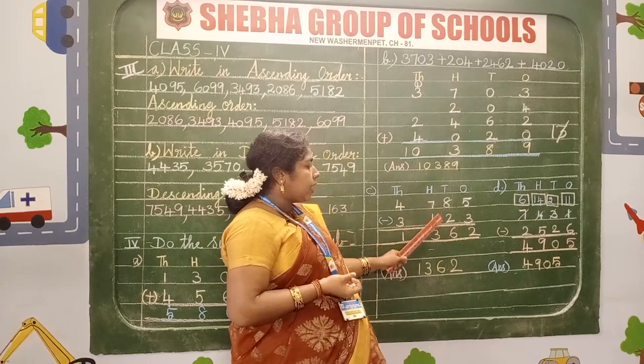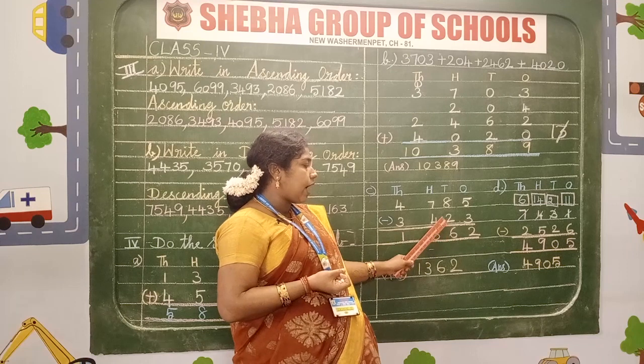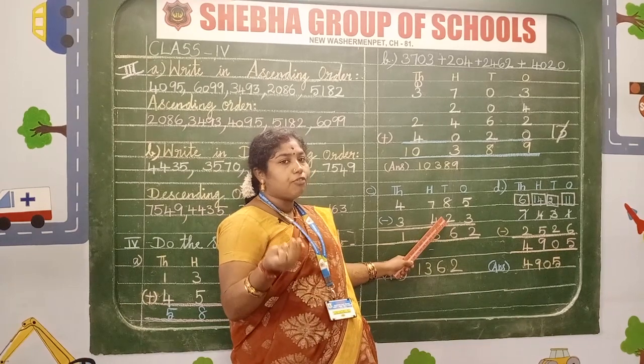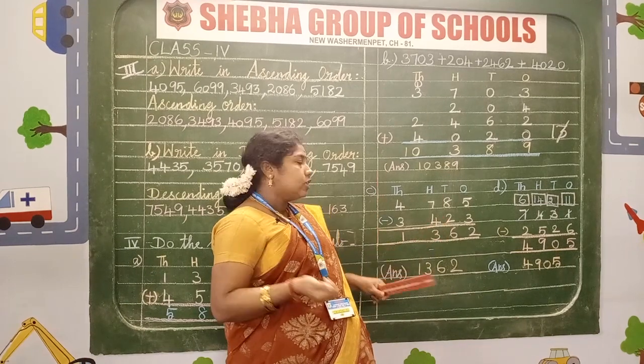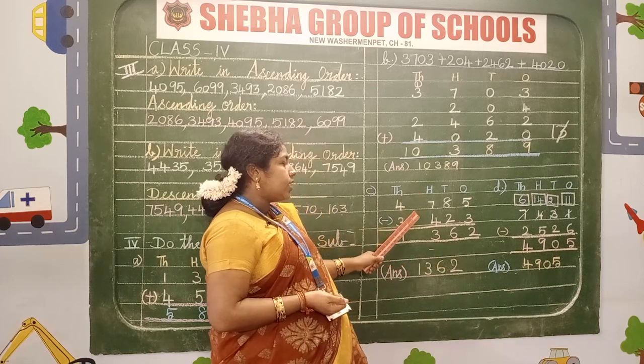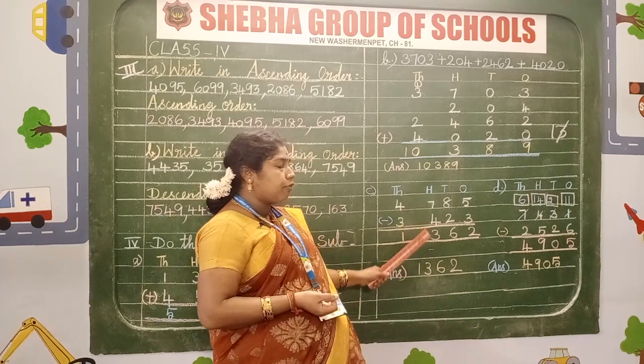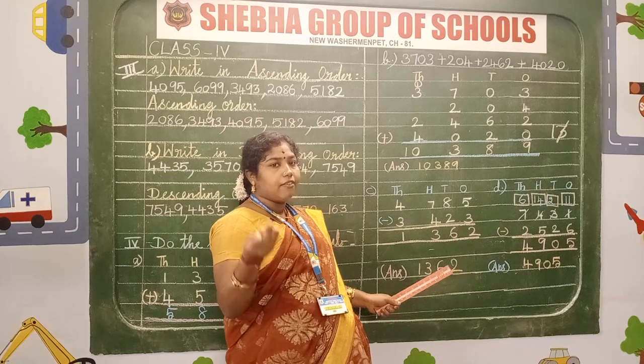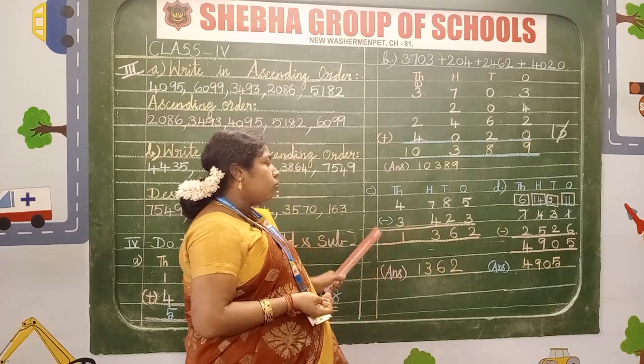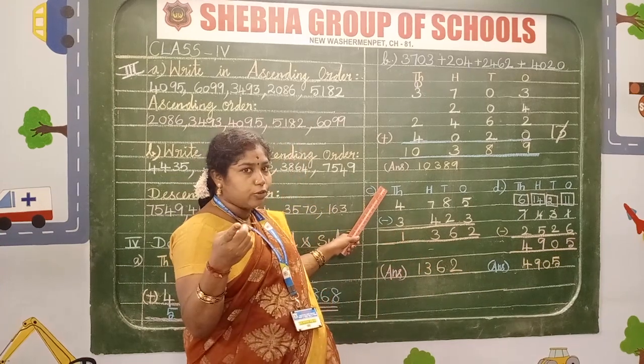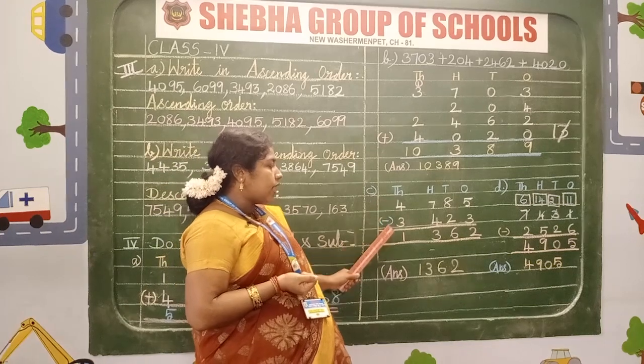So 8 minus 2. What will be the answer after 2? 3, 4, 5, 6, 7, 8. So 6. In hundreds, 7 minus 4. After 4, 5, 6, 7. How many? 3. Now thousands you are going to do, children. Tell me 4 minus 3.